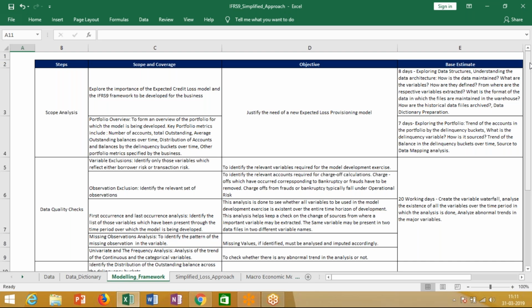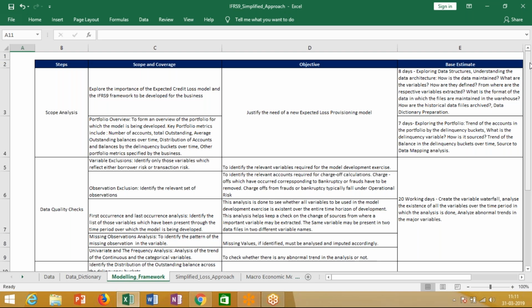To answer that, the first question we need to address is what the present method of estimation is. Based on that, we will try to create an explanation as to why the IFRS 9 simplified approach is actually to be used.